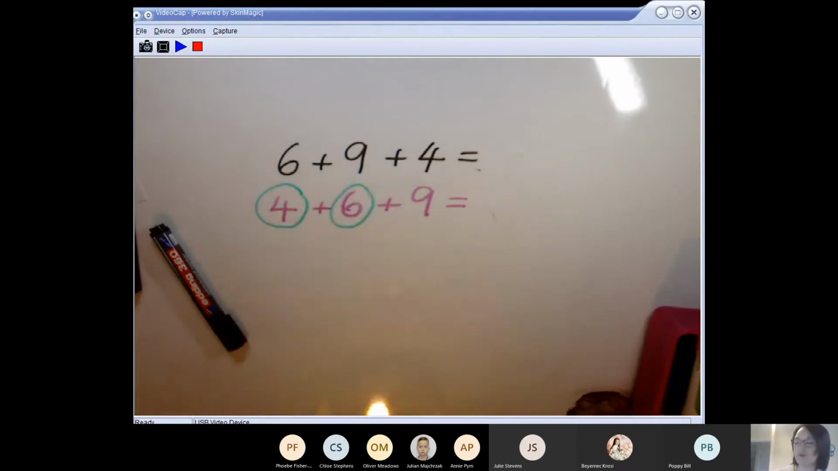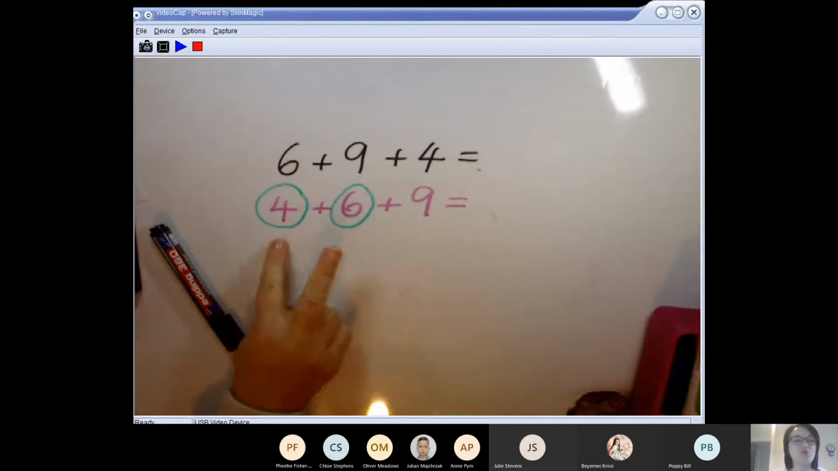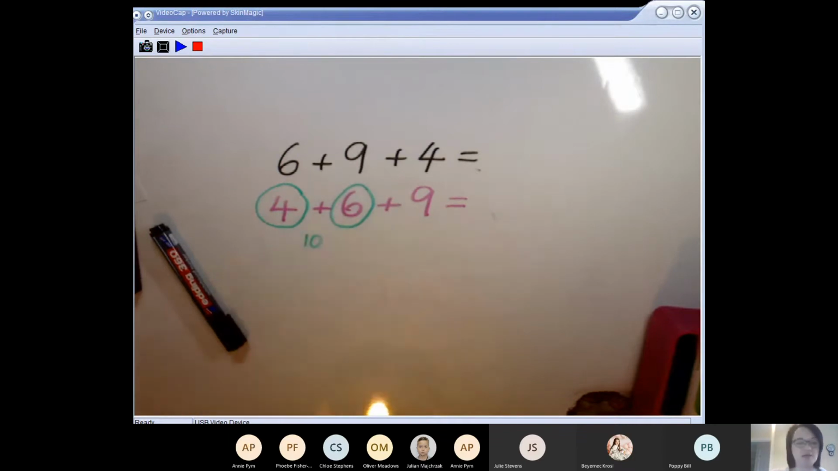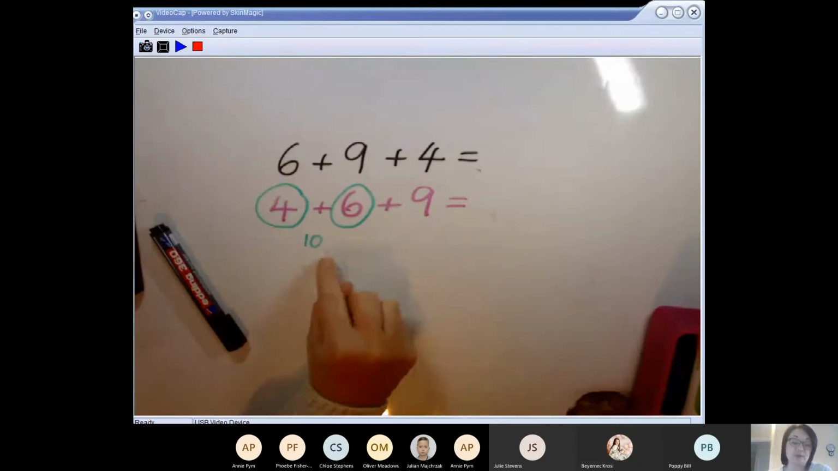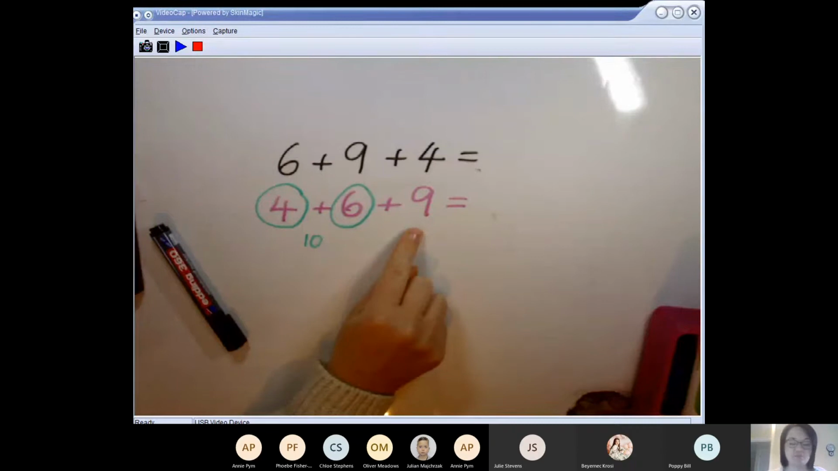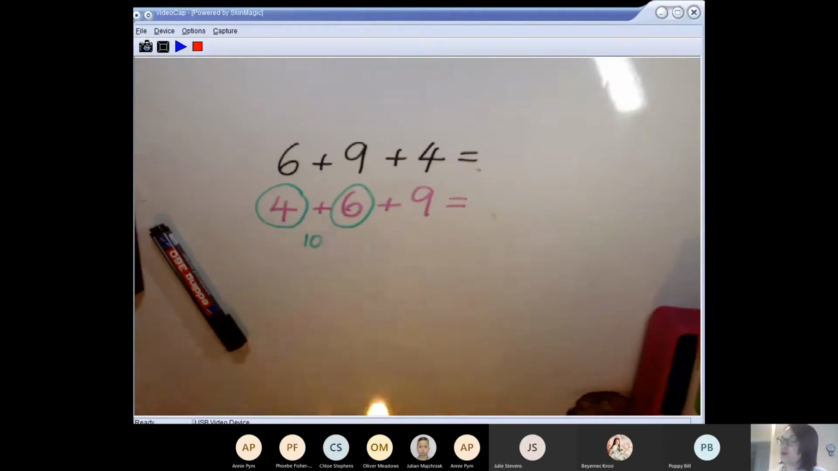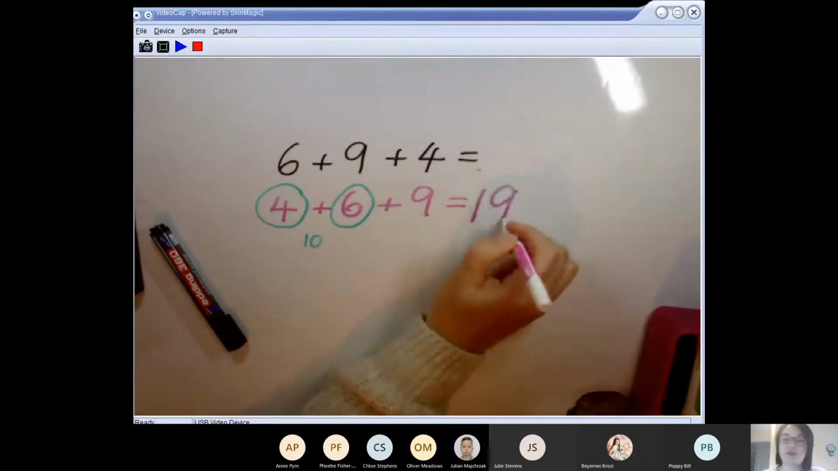Because I already know that bit. I know what 4 and 6 makes, just like that. We practiced it just now. I know that 4 and 6 make 10. Well, if I know that 4 and 6 make 10, now all I need to do is add on that number 9. And again, I don't even need to use my fingers for this because I know from using place value knowledge what 10 and 9 make. 10 and 9, I know, make 19.